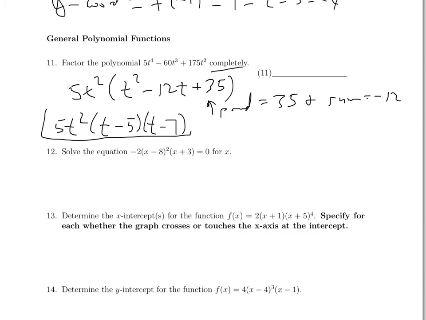And don't forget, you can check that. It's easy to multiply out. You have FOIL for the two binomials being multiplied together, and then multiply the 5t squared through. Solving the equation is what we do with factored form.